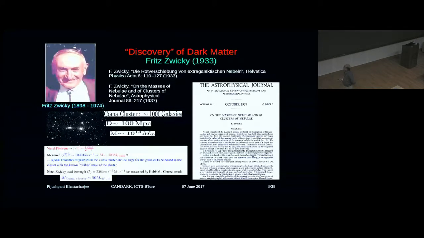But the real discovery, so to say, of dark matter is often attributed to Fritz Zwicky. John Ellis also mentioned this in his talk. He did something interesting. You see, in astronomy, mass and distance measurements are very difficult. All you see is light from the objects, and so distance is one problem and mass is the other problem. If you know the distance well, you can measure the mass, because from the apparent luminosity, you can just multiply by 4πd² and get the absolute luminosity.